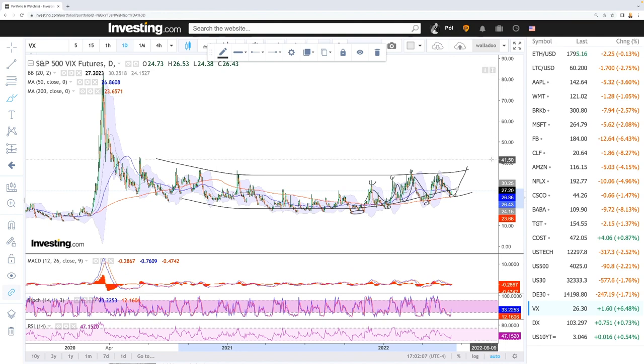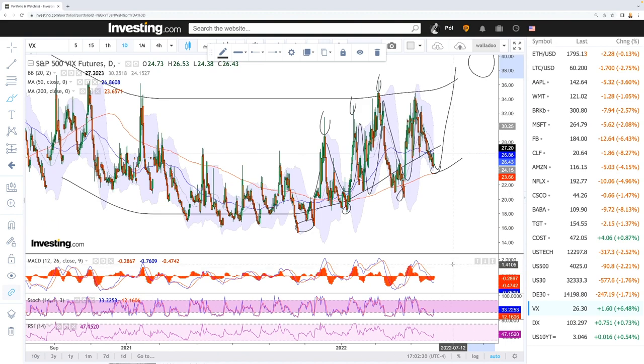So 40 is probably the mark we're going to. We're probably not going to see what we saw back in 2020, as this was a once in 100 years event. But increased volatility is probably something that we'll see when quantitative easing really starts to take effect, or basically the cutback of quantitative easing. If you look at the MACD, it's becoming bullish, stochastic is bullish, and RSI is bullish as well.